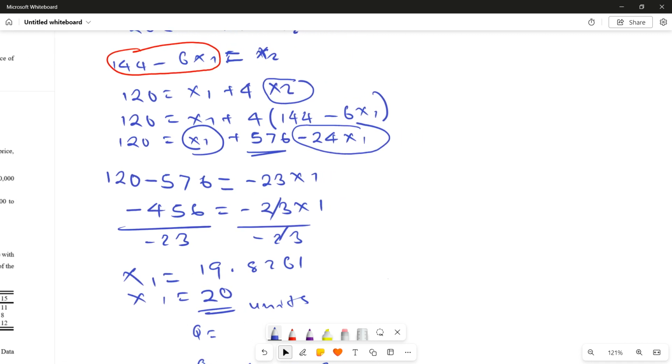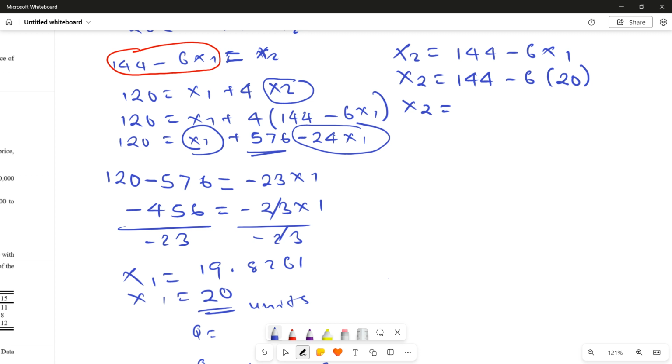The work is not done. We need to also find x2. Remember that somewhere we made x2 the subject of the formula. We have a function somewhere that is describing x2 units that can be produced. That function is the one we've circled in red. So our x2 is 144 minus 6x1. Where there is x1, we put the value that we found, the 20. You see that?